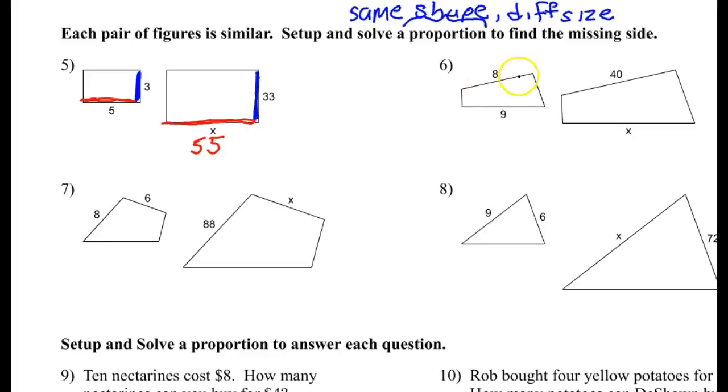Okay. So go ahead and look at 6. Like this one is 8. This one is 40. So the 40 is how much bigger? 5 times bigger, right? So the other sides are all going to be the same. So if this is 9, and you go 5 times bigger, how big is this? 45. Yeah. Not too bad, right? X equals 45. Go ahead and do 7 and 8, just to finish that up real fast.